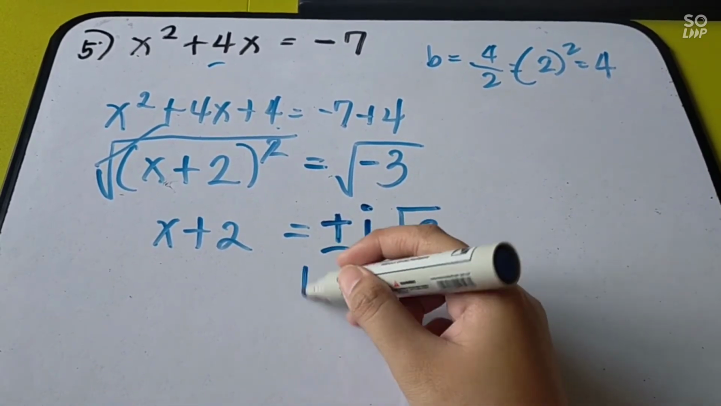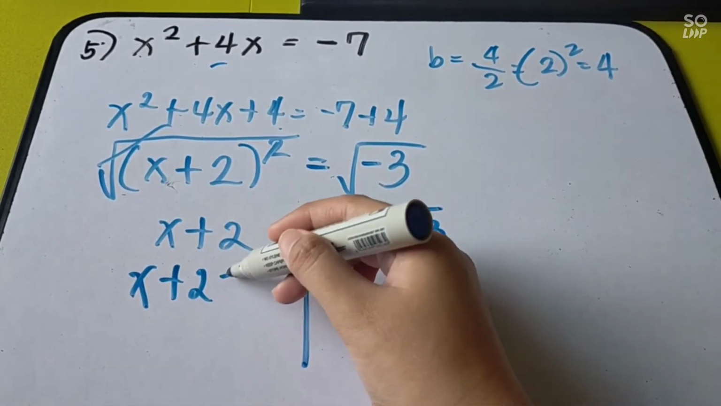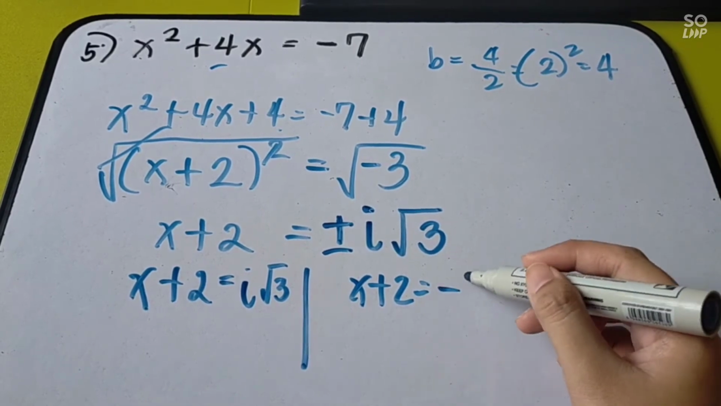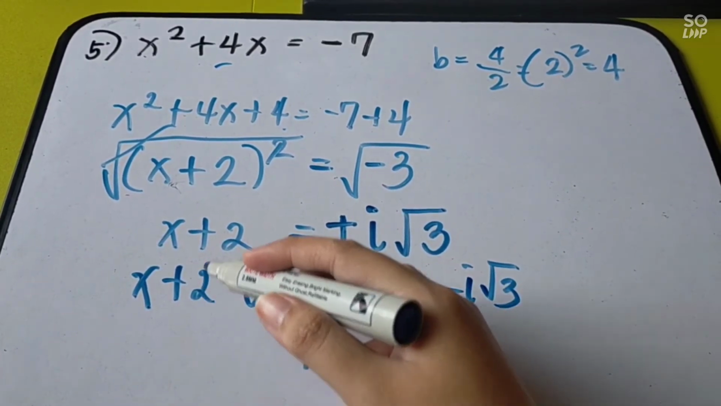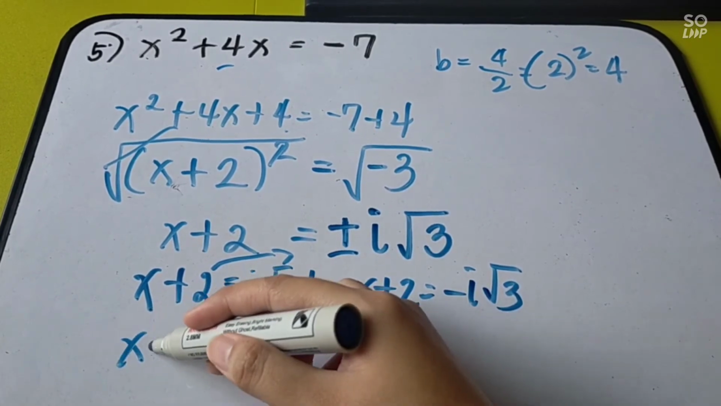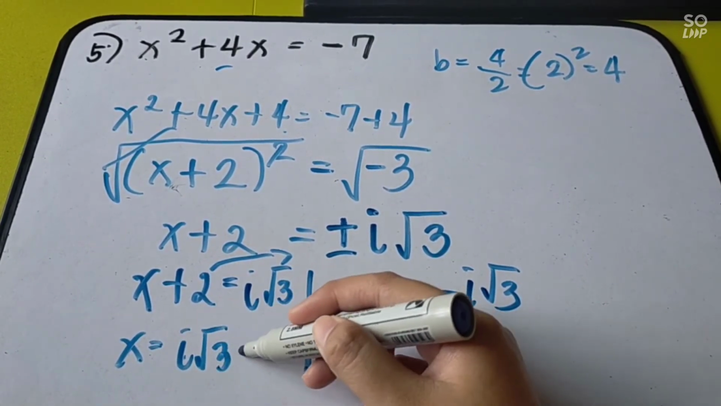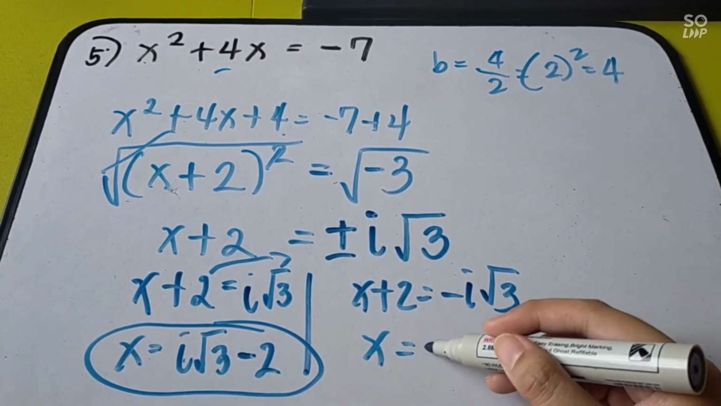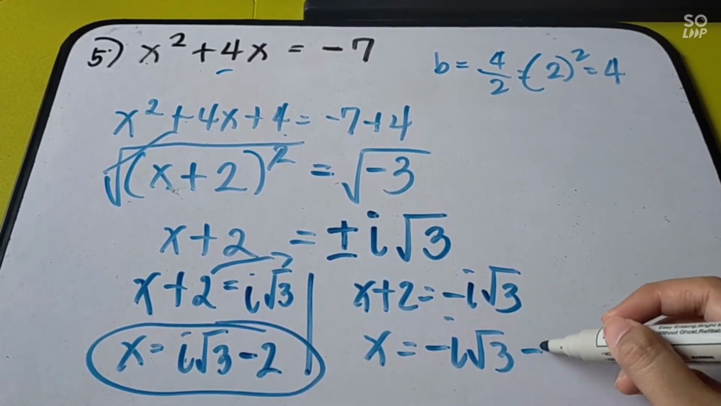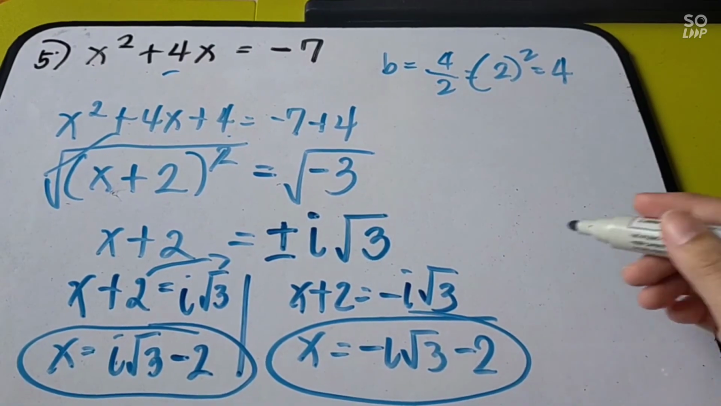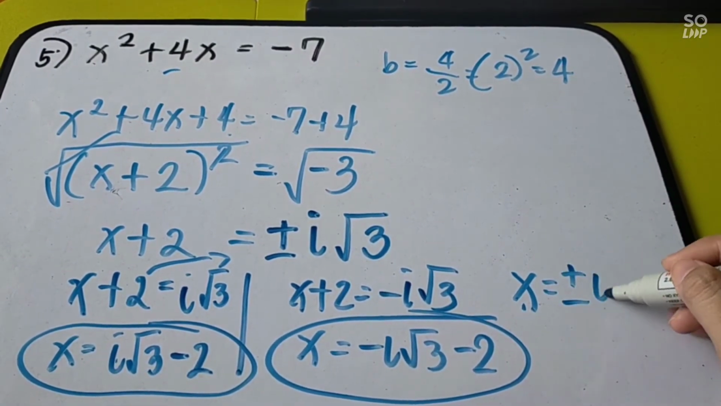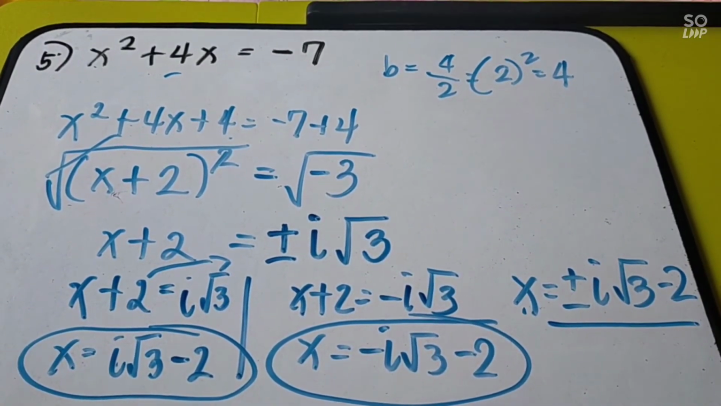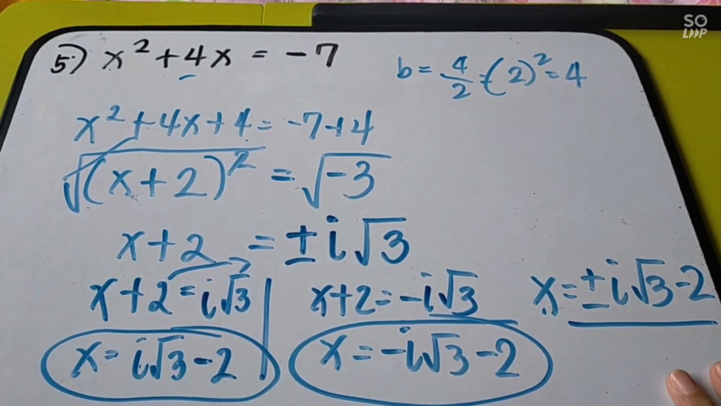Is it clear? Then, separate mo lang. x plus 2 is equal to positive i square root of 3. Isa ay x plus 2 is equal to negative i square root of 3. Then, just transpose 2 to the other side. x is equal to i square root of 3 minus 2. Positive becomes negative. That's your first x. This one, x is equal to negative i square root of 3 minus 2. That is it. Or, pwede rin namang, x is equal to positive negative i square root of 3 minus 2. Ayan. So, that is it. That is for imaginary numbers.